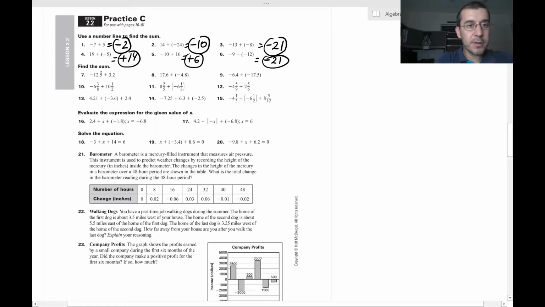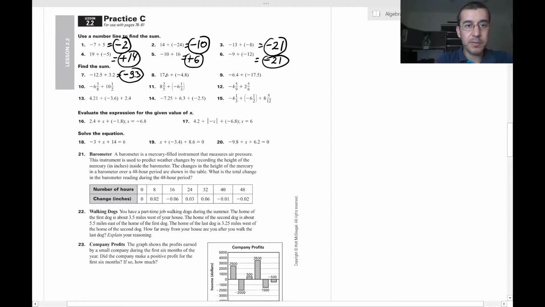So number 7, we have minus 12.5 plus 3.2. 12 is greater than 3, so minus. Then 12.5 minus 3.2 is 9.3. Right? Because 9.3 plus 3.2 is 12.5. So minus 9.3.